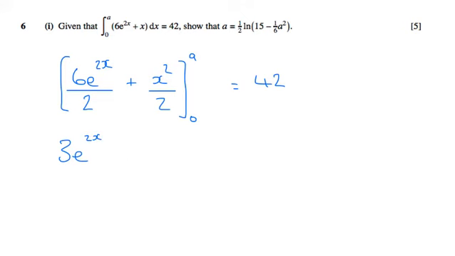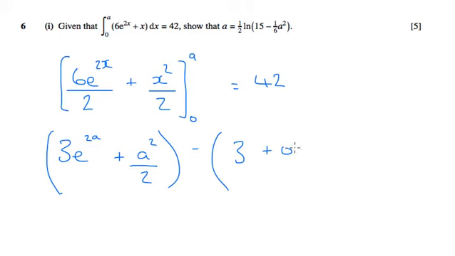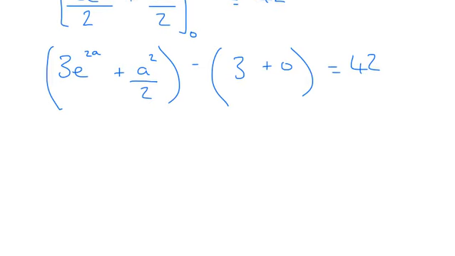Well, let's put our limits in. Let's say that's 3e to the 2a plus a squared over 2, take away what we get when we put 0 in. When we put 0 in, we're going to have e to the 0 here, which is 1. So we've just got 3, 3 plus 0 equals 42.